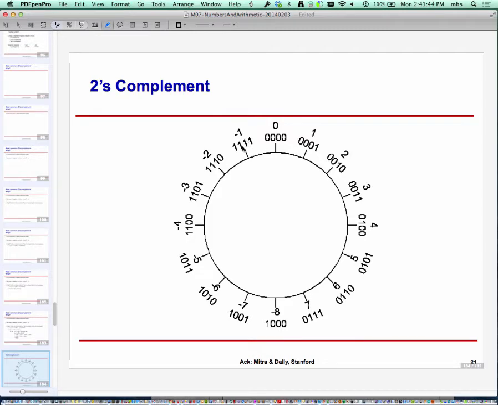So -1 gets mapped to 1, 1, 1. So you start, 0 is kind of your anchor point. You go right, you are increasing. You go left, then what you do is you start with the all ones and then you walk down. So -2 is 1, 1, 1, 0, -3 is 1, 1, 0, 1, and so forth.